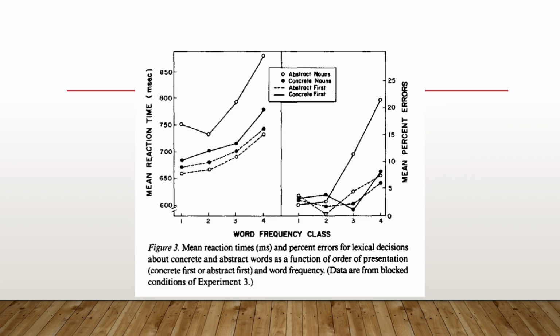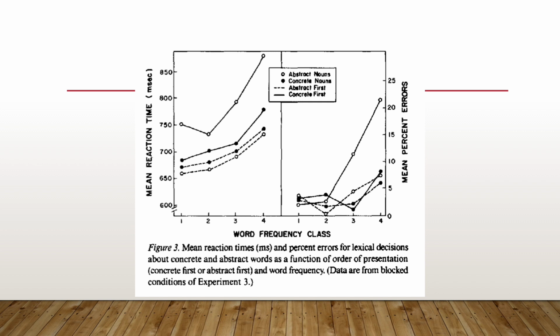We examine figure 3 to help us better understand the result from the previous slide. So as we can see, we have word frequency class on the bottom, we have mean reaction time on the left side, and we have mean percentage error on the right side. Mean percentage error will not be our focus for today, so we won't be looking at that. But on the left side, we have the interactions and we have what we're trying to understand.